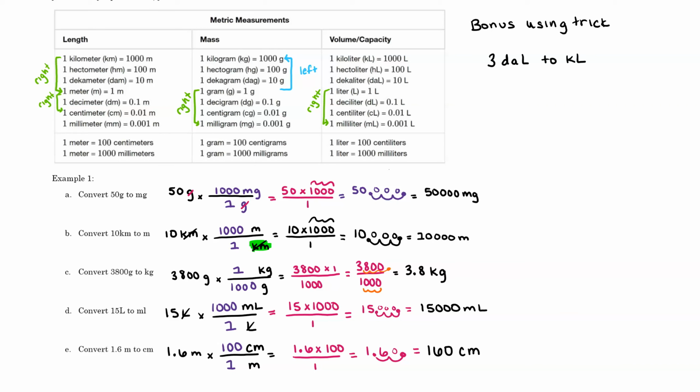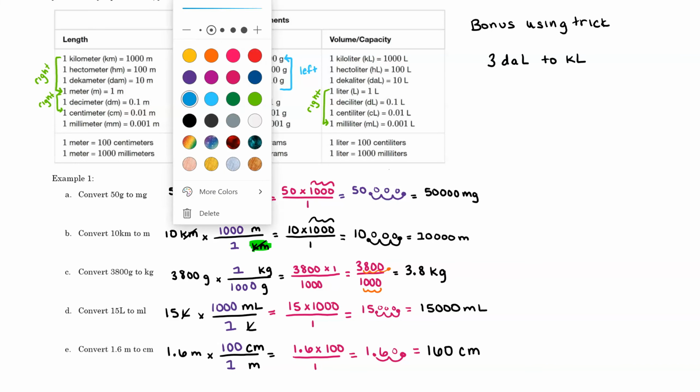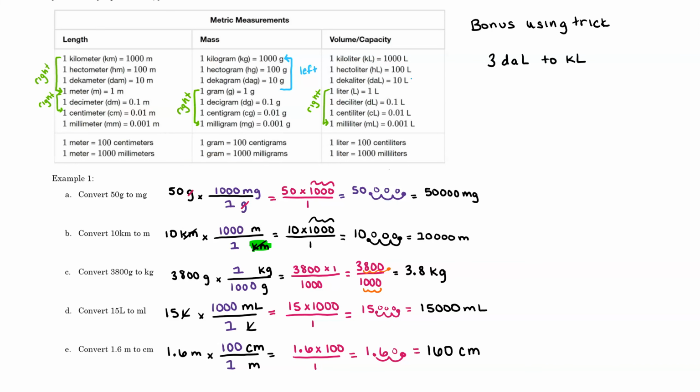I'm going to have to move up from decaliters up to kiloliters. I went up 2. So my decimal is going to go left 2. So here's my decimal. I go 1, 2. So I would have 0.03 kiloliters.